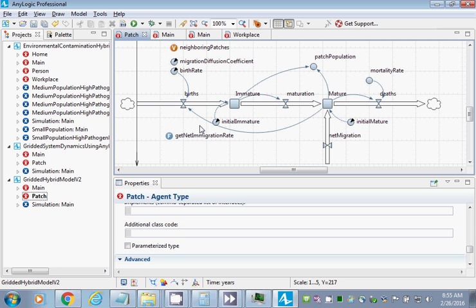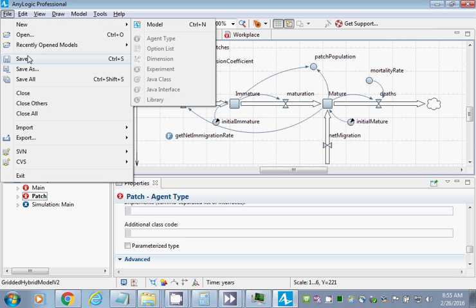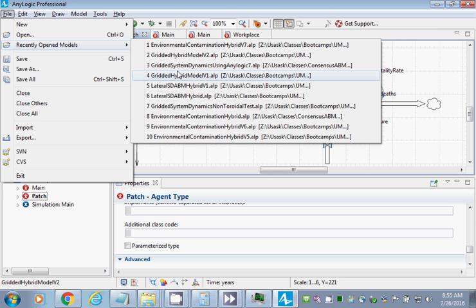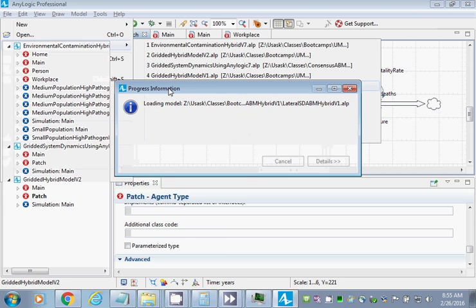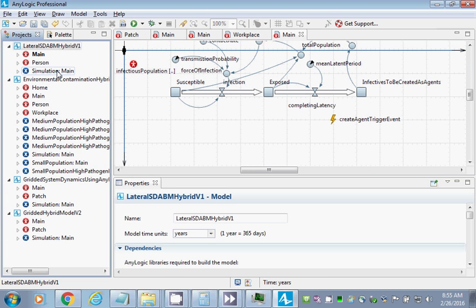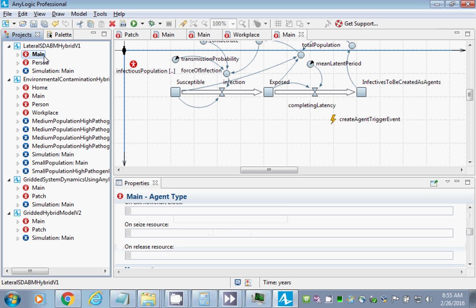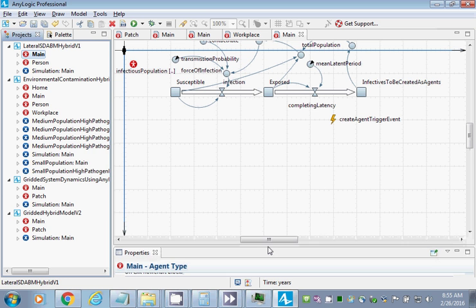Okay? The third type of modeling that we looked at was of a rather different sort yesterday, and that was what I called the lateral ABM hybrid modeling. And here, in contrast to the previous two types, while it is a hybrid model, we had a very different arrangement of system dynamics and agent-based. In all cases, they're system dynamics and agent-based.